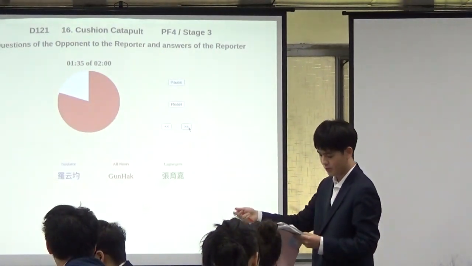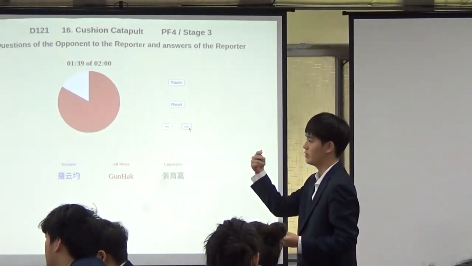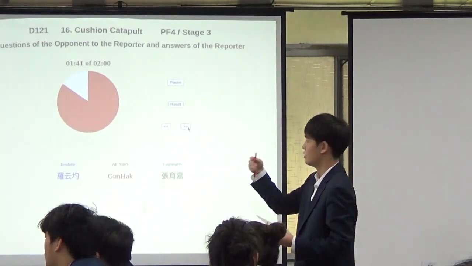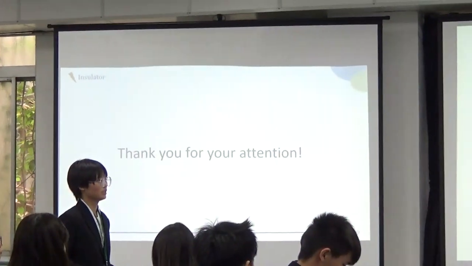How do you guarantee the string doesn't move around when you cut it? In your experimental setup, how do you make sure that it doesn't swing around? Yes. So it's always there.